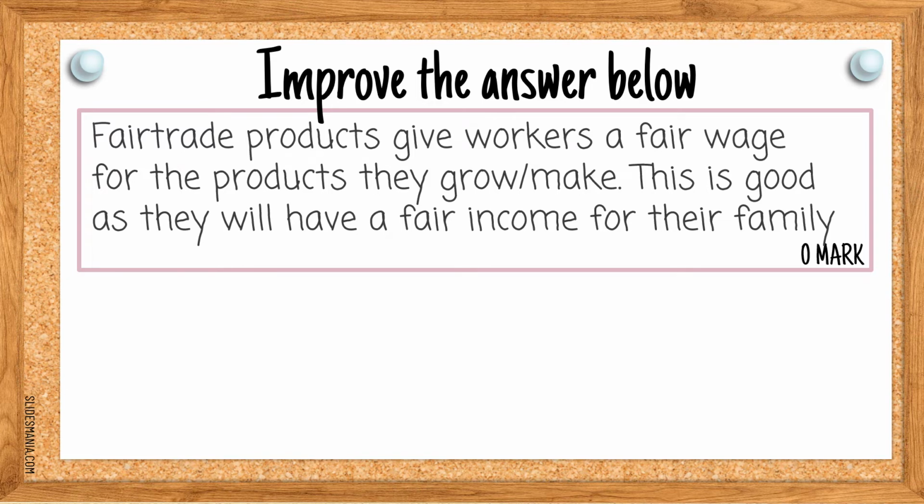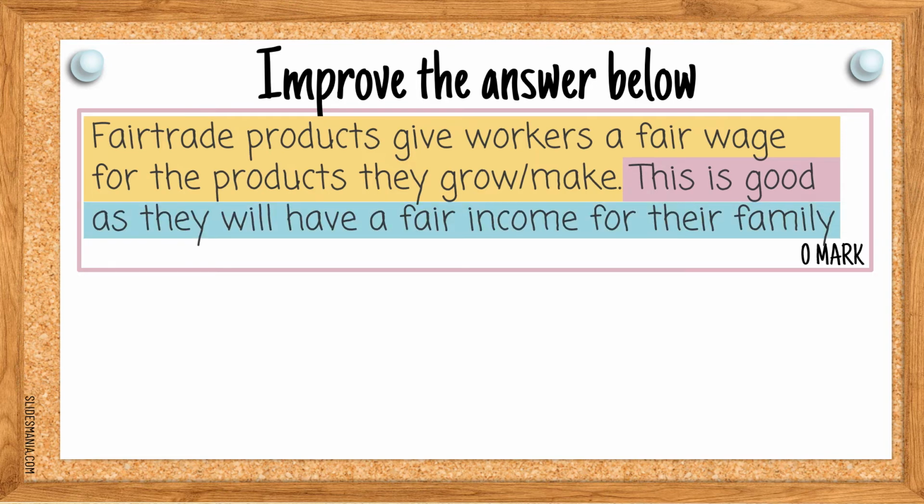So fair trade products give workers a fair wage for the products they grow or make. This is good as they will have a fair income for their family. So we have given a fact shown in orange. We have then given opinion shown in pink. And then we have given a consequence shown in turquoise. So we've got all 3 parts of our answer.